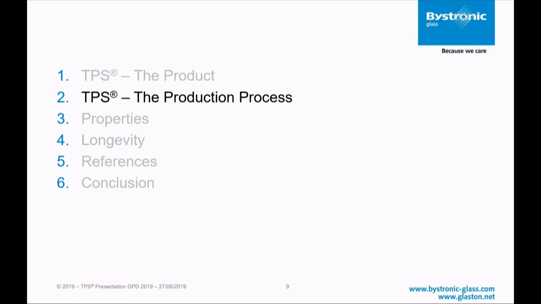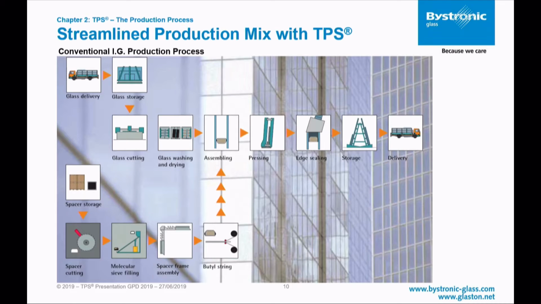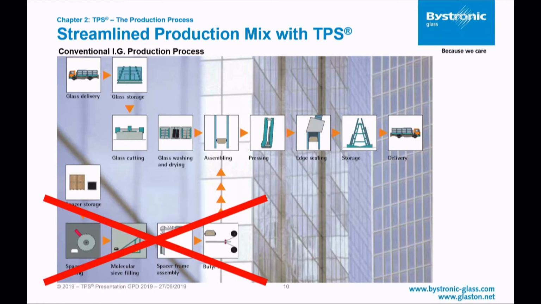When we look at the production process, let's compare it to the standard production that you usually have. You have the IGU production in this lane, beginning from the loading and application, assembly and sealing. And then you have a second production process for the spacer material. For the spacer, you have the cutting, bending, desiccant filling, and butylizing. With the TPS process, you can eliminate this additional process totally.